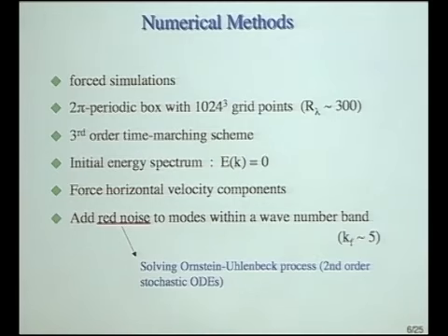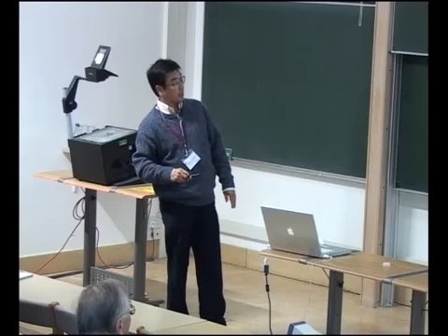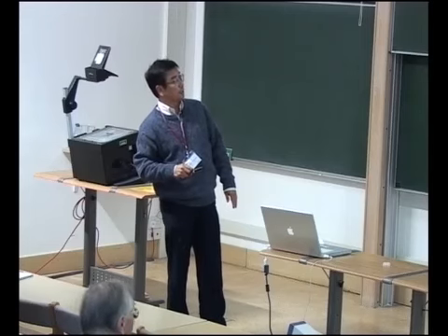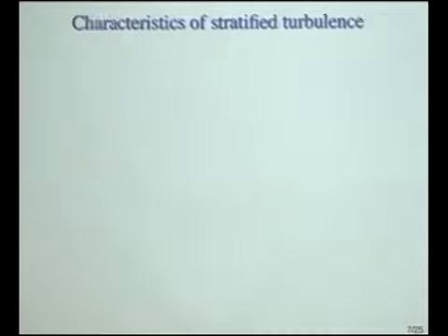We use a third order time marching scheme, and the initial energy spectrum is 0, so energy is accumulated by forcing to form a nice spectrum. We force only the horizontal velocity components by adding red noise, which means solving a kind of stochastic differential equation for modes within the wave number band. The wave number band in this case is 5, so it's a rather large scale.